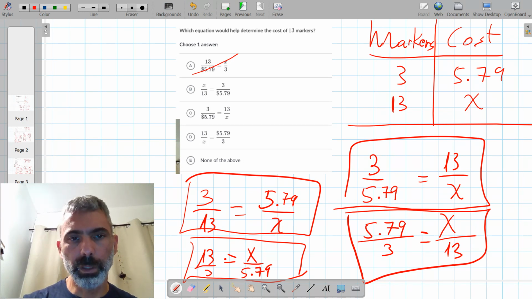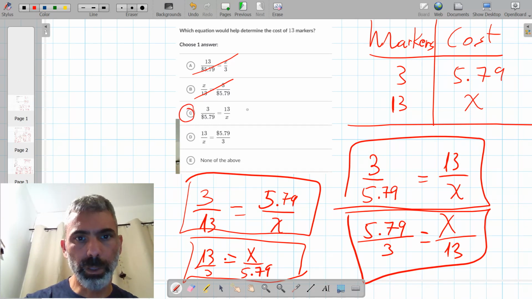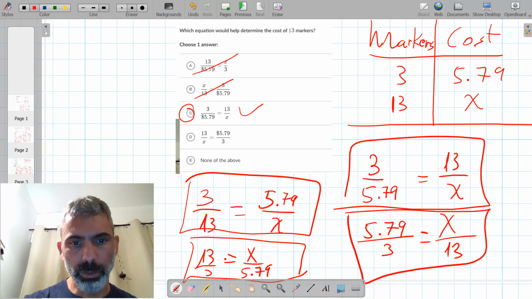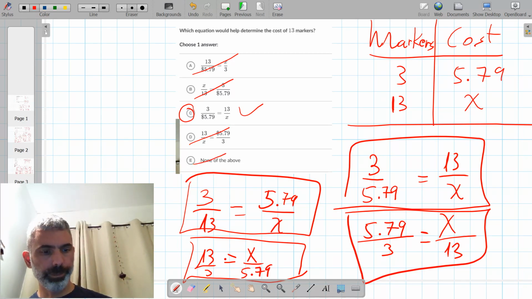So here we see that they mixed it up, so it's incorrect. 3 over 5.79 equals 13 over x. So C is correct. 13 over x equals 3, okay, so it's the other way around. And this is incorrect because C is correct.